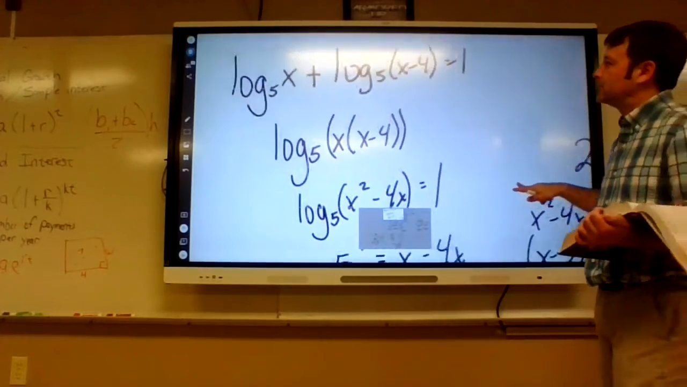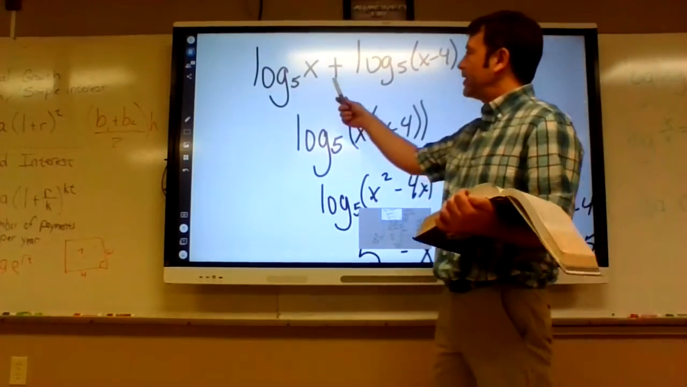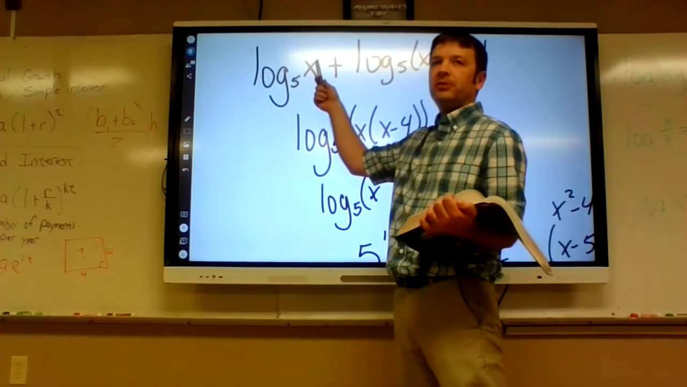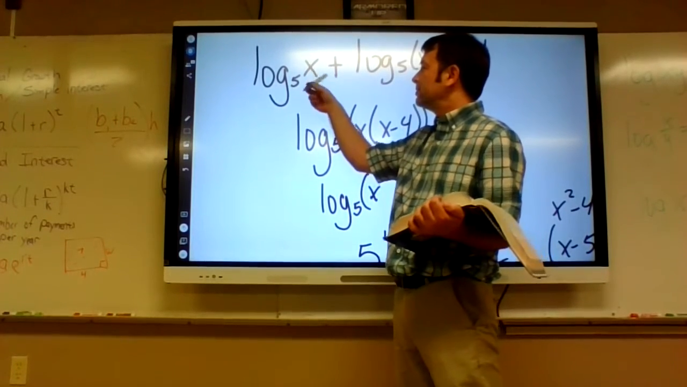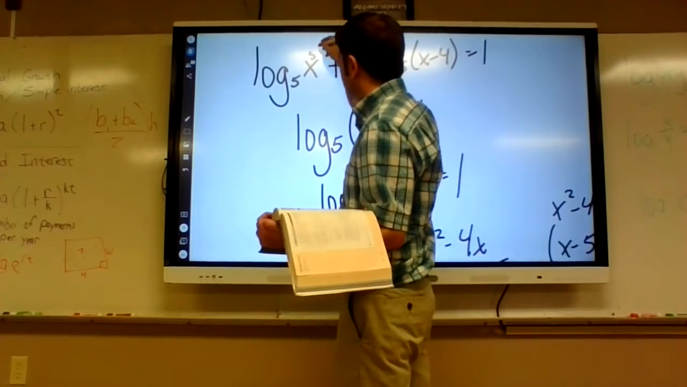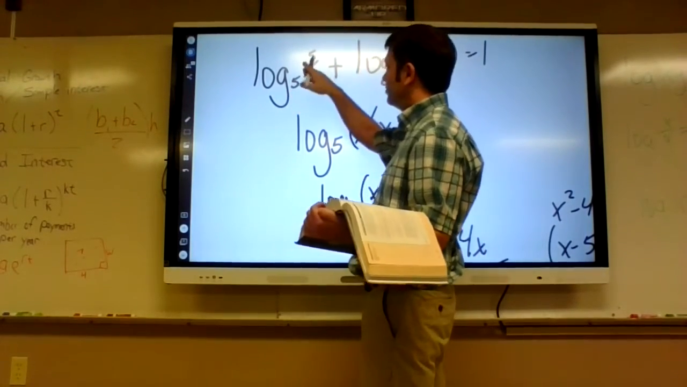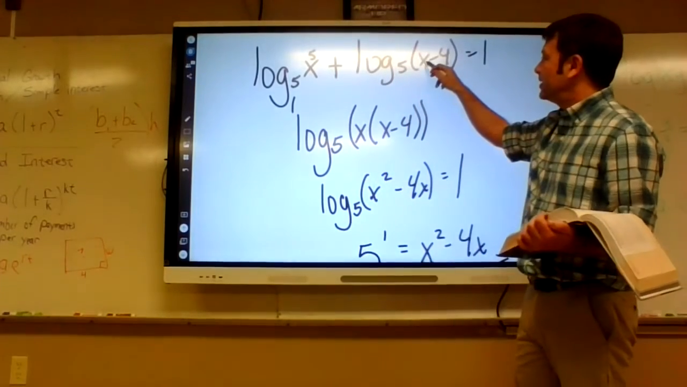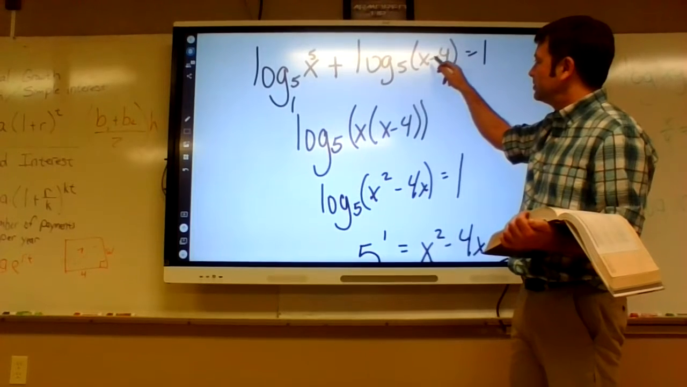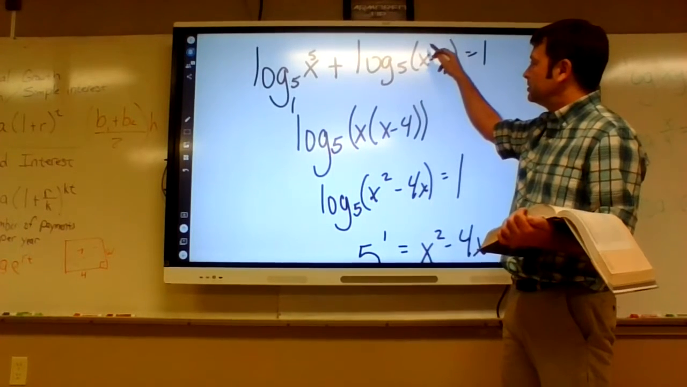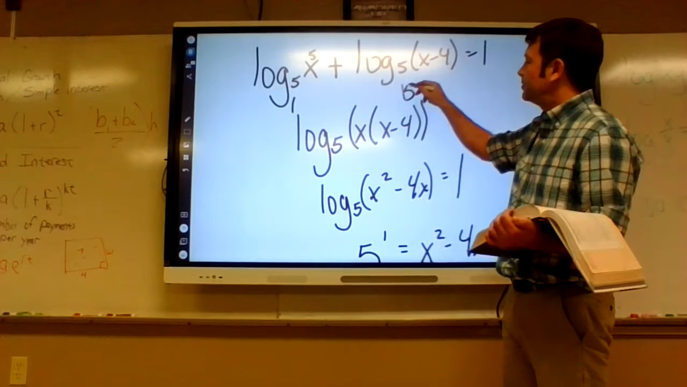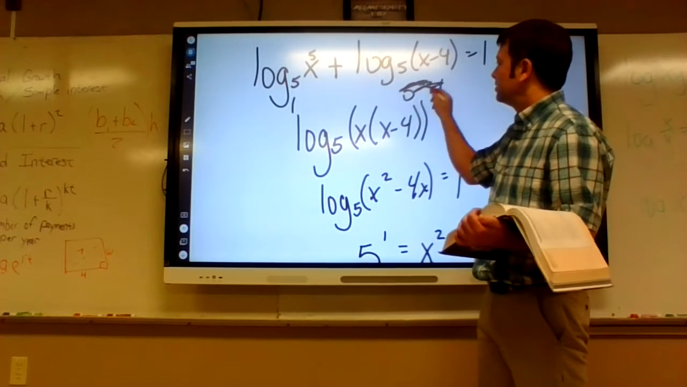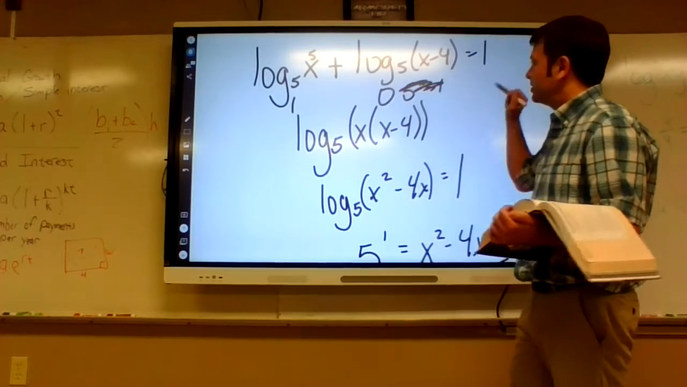5 and -1. So if I plug a 5 in right here, what would that log be worth? If I put a 5 in, one of our answers is 5, right? Yeah. So 5 to the what equals 5? 1. If I put a 5 right here, 5 minus 4 is 1. 5 to the what equals 1? 0. So 1 plus 0 is 1.